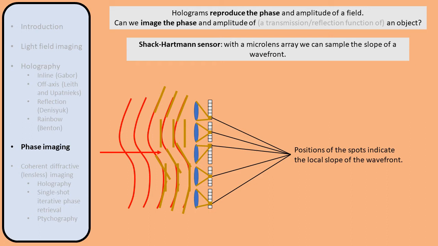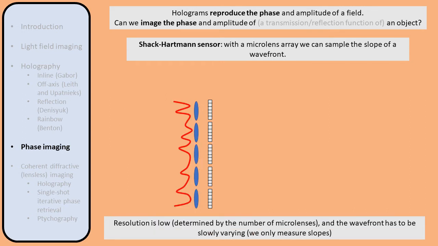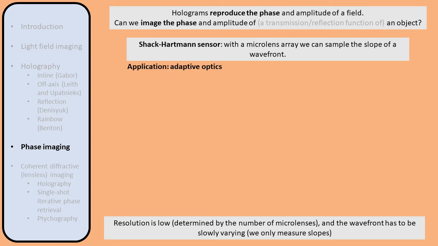While this is a straightforward method to find the shape of the wavefront, the resolution is quite low, as it is determined by the number of microlenses you can fit in the sensor. Also, the wavefront has to be smoothly varying. If the wavefront oscillates over the area of one microlens, the method doesn't work anymore. For this reason, Shack-Hartmann wavefront sensors aren't commonly used to create phase images of intricate samples. Instead, they are used in adaptive optics for real-time aberration correction.